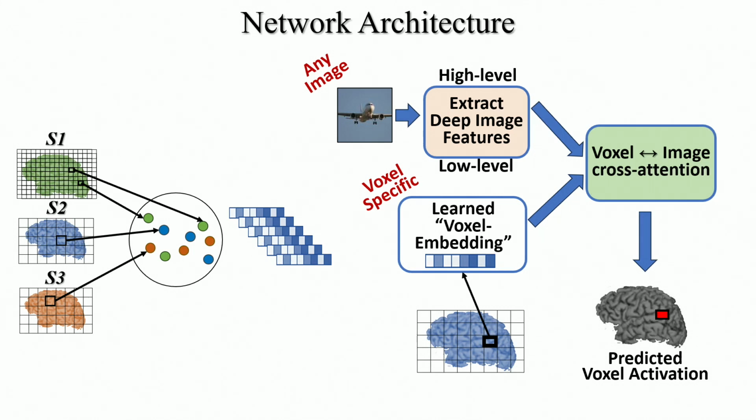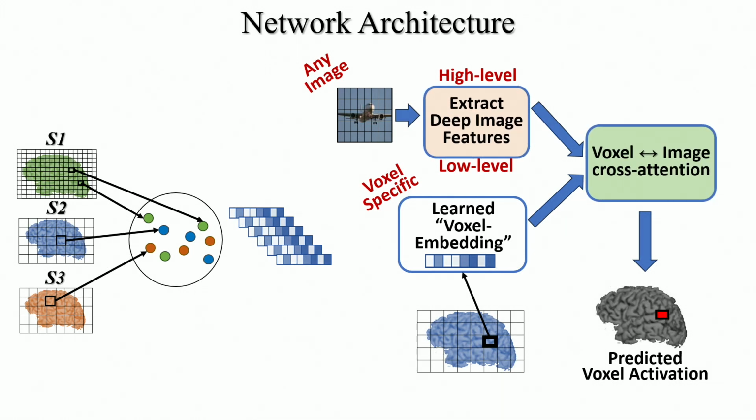Therefore, it must learn to encode what the voxel cares about in the image. For example, whether it cares about low or high-level image features, whether it cares about the position in the image or not. All of this is optimized to be encoded in those voxel embedding vectors. Note, only the voxel embedding is unique per voxel. The other model components are shared.